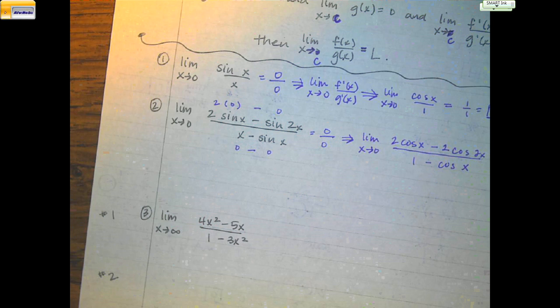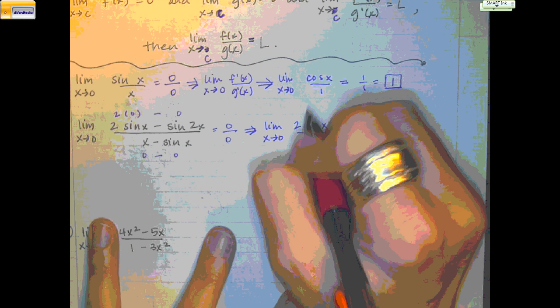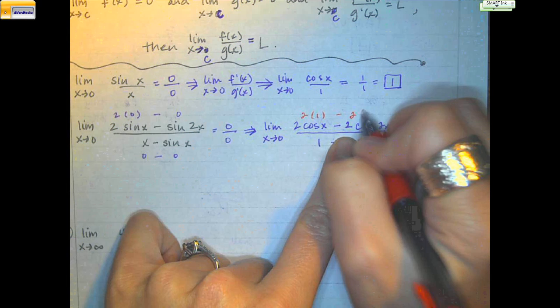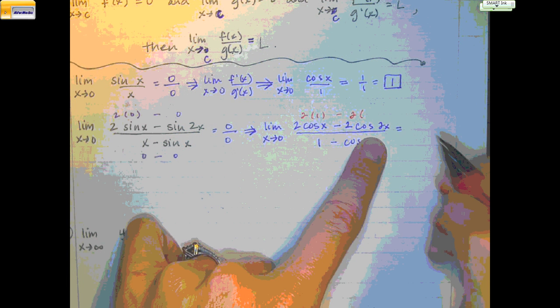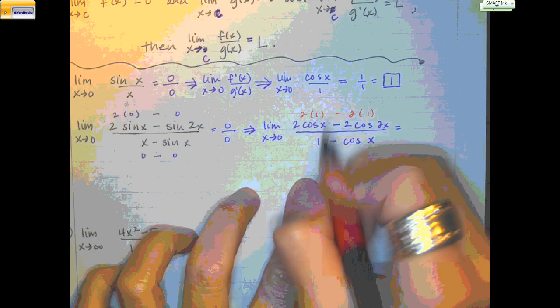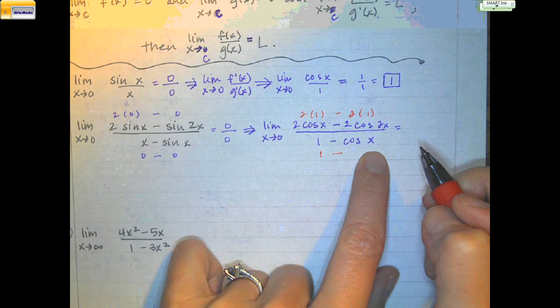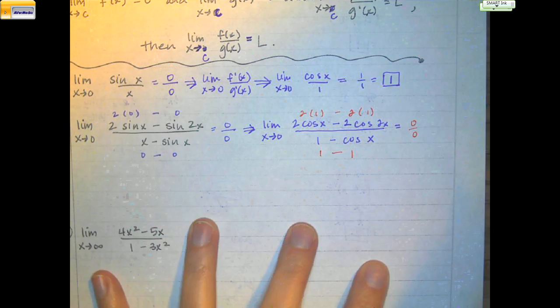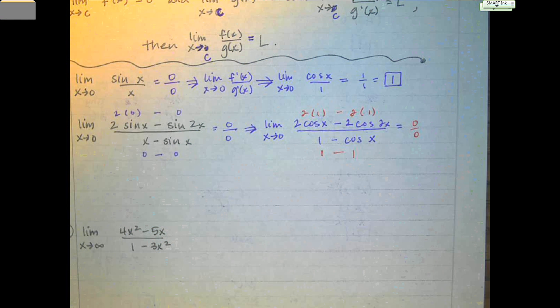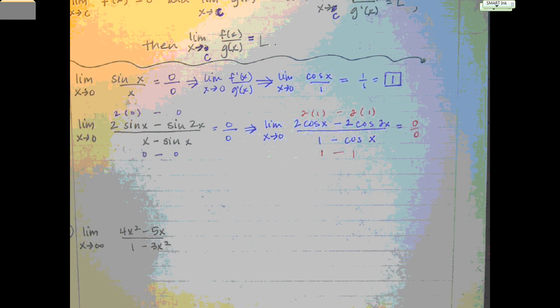Okay. 2 times 1 minus 2 times the cosine of 2 times 0. Cosine of 0 is, we just said, 1. And then we have 1 minus cosine of 0, you said was 1. So, bummer, I got 0 over 0 again. What do you do when you get an indeterminate form? L'Hopital's, you just do it again.